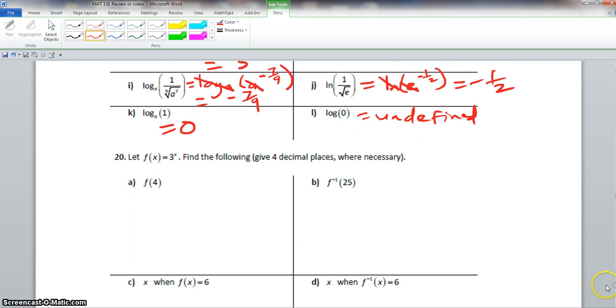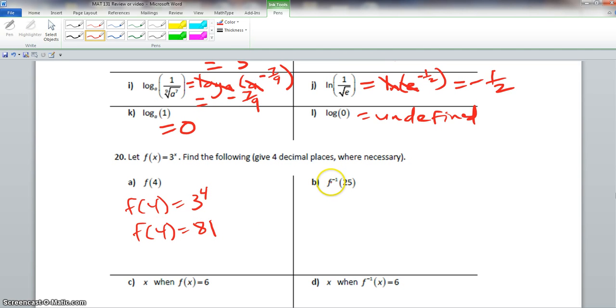Okay, now we come down here to number 20. We have A. It says, let f of x equal 3 to the x. Find the following. Give 4 decimal places where necessary. So we'll substitute in 4 for x. So we have 3 to the 4th power. So f of 4 is equal to 81.